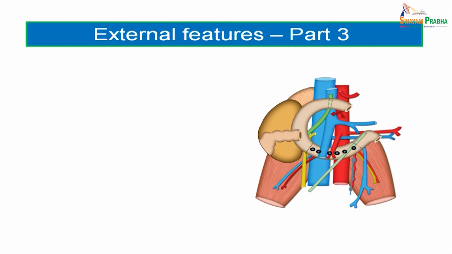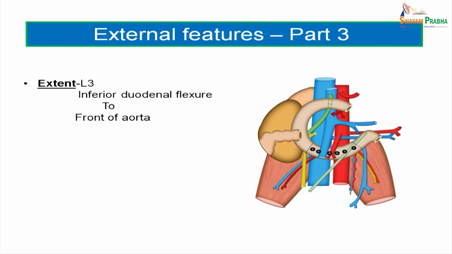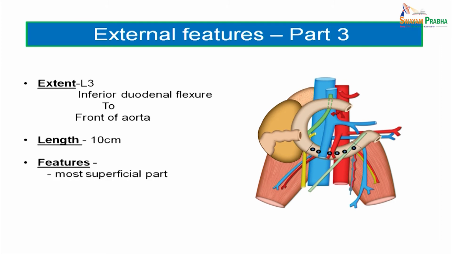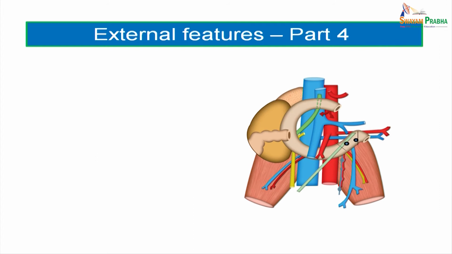Moving on to the features of the third part. This is the third, horizontal part of the duodenum, extending from the inferior duodenal flexure to the front of the aorta, situated at the level of L3, and it measures anywhere between 8 to 10 centimeters. Now, the important features include that it is the most superficial part of the duodenum and vulnerable to external injury.